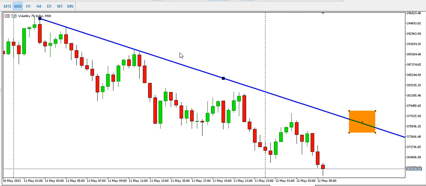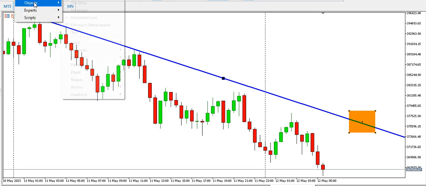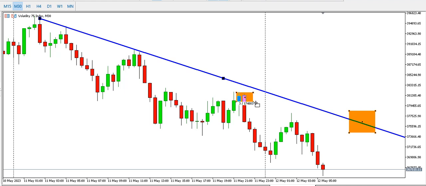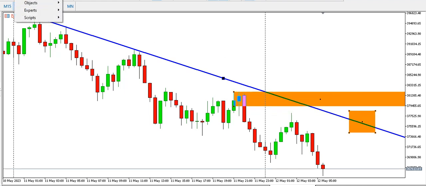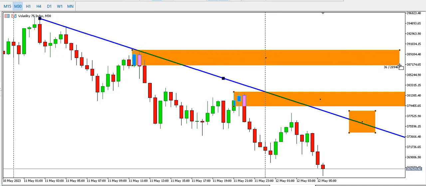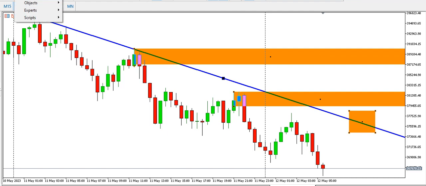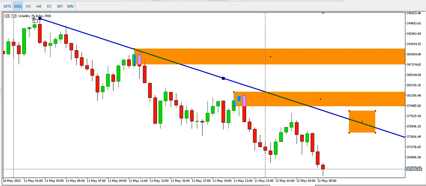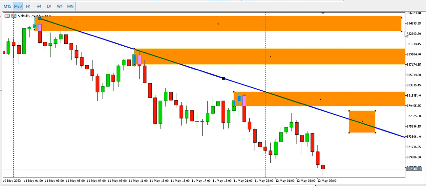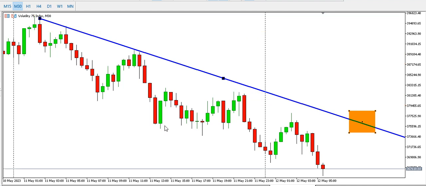But for now, if price is going to go up, be targeting the other blocks. We have this other block here. Target this other block. We have another block like a resistance area. Target this resistance area. We have another block here to target. But for now it's going down.